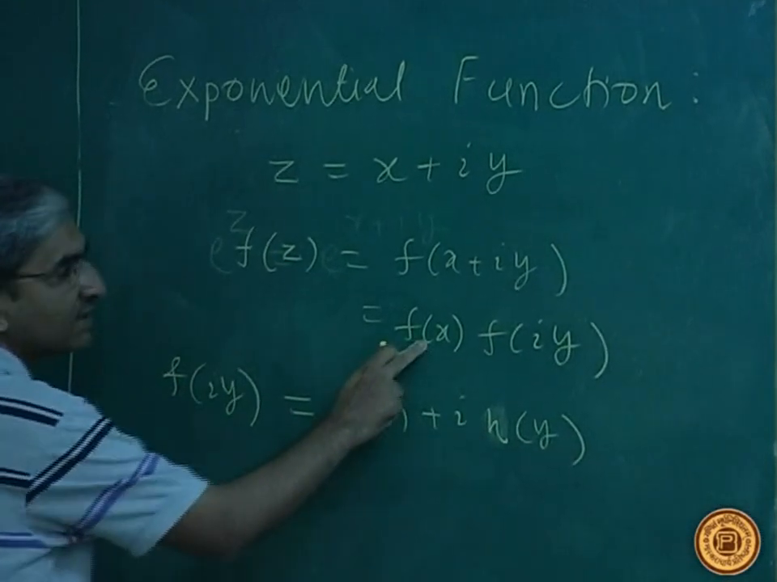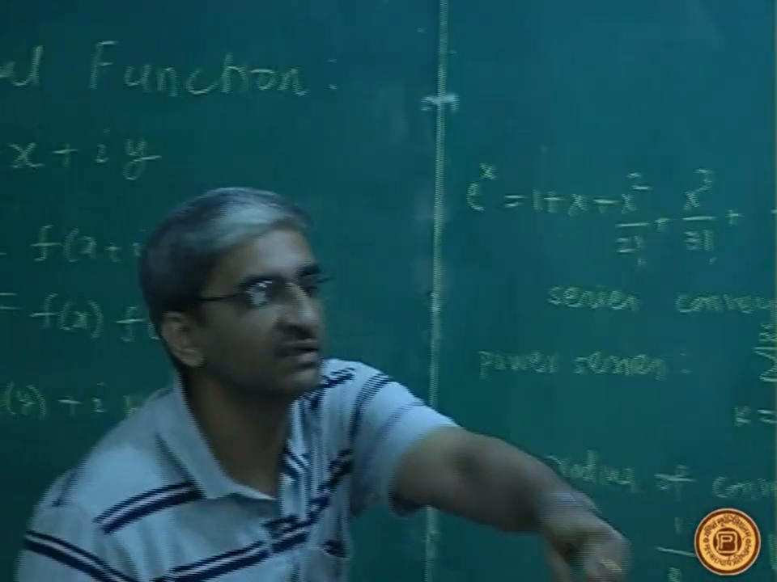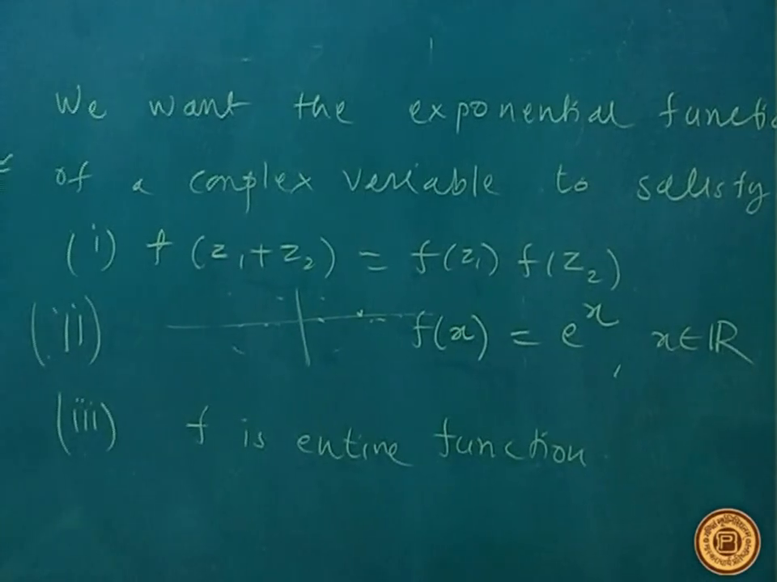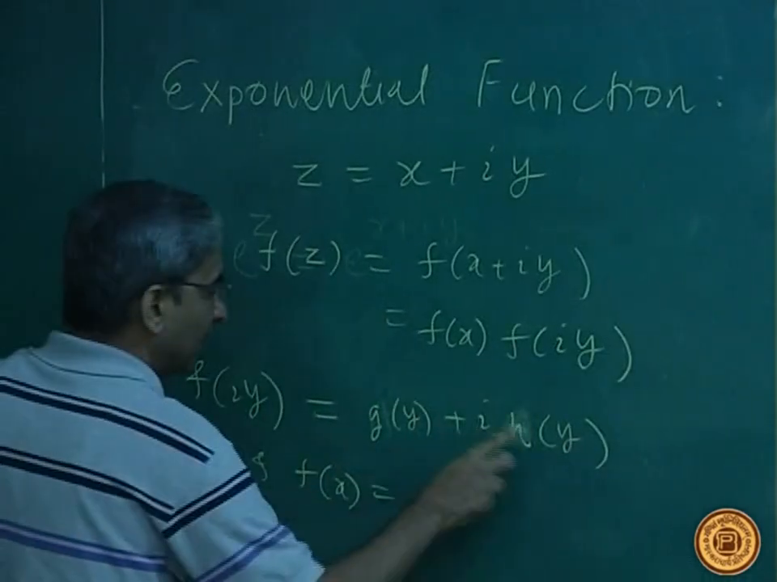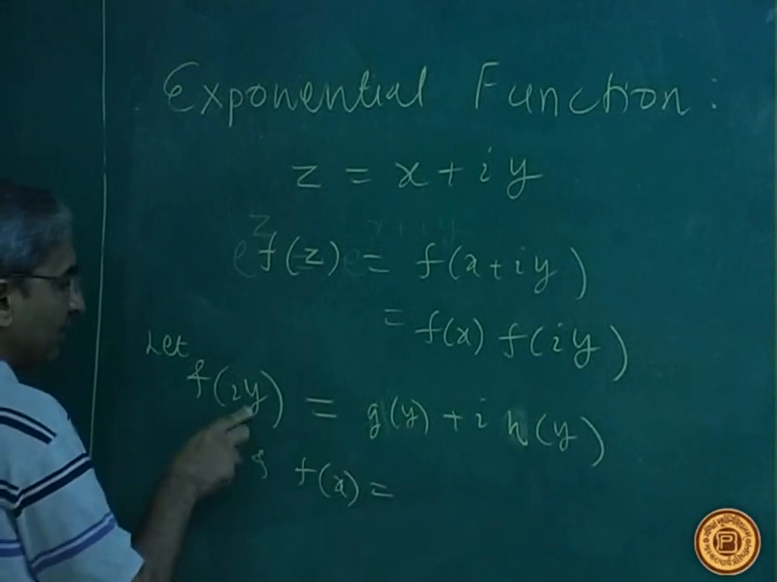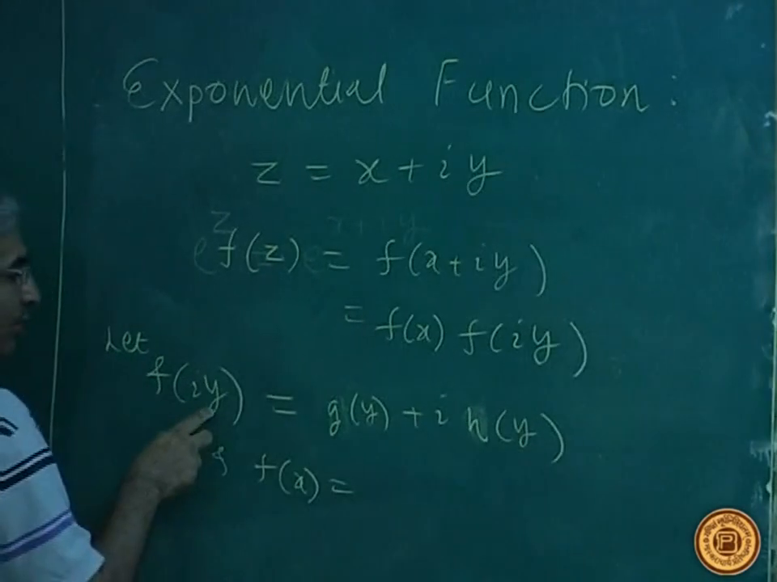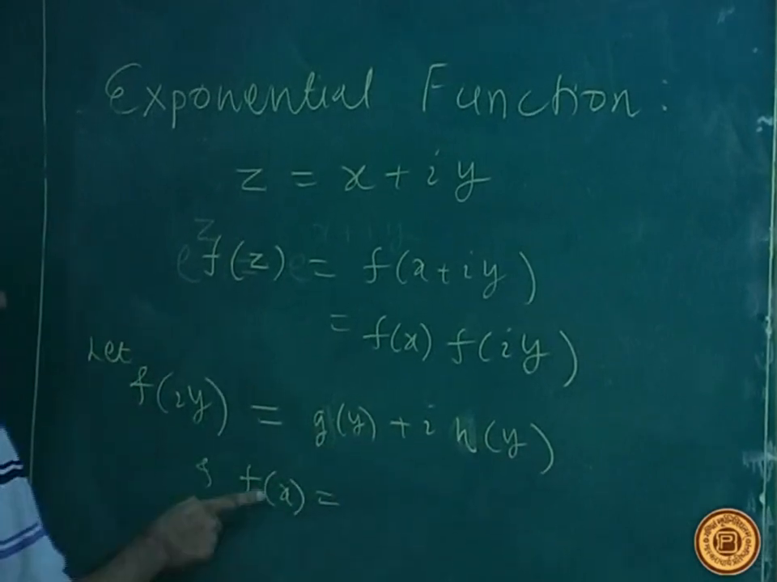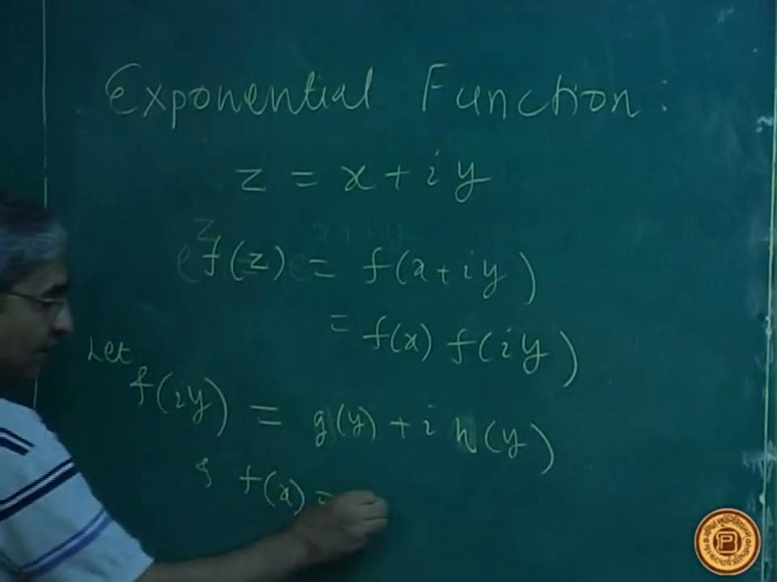And what is f(x)? f(x) is e to the power x. See, in your notes also, that is my requirement. I want f(x) to be e to the power x when x is real. And f(iy) is g(y) + i h(y). Why g(y)? Because it will depend only on y, and h(y) will depend only on y. But this is a complex function, so it will have real and imaginary parts. f(x) has to be e to the power x.